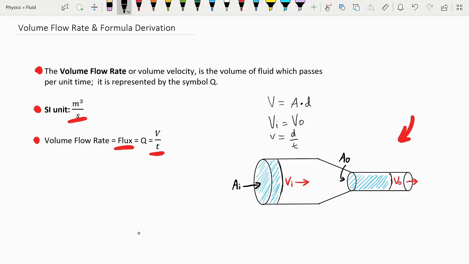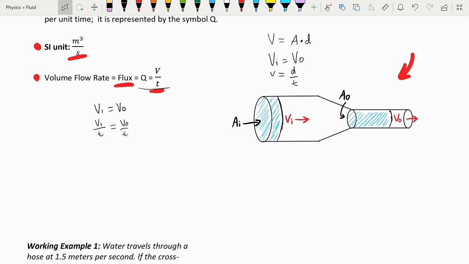So we know that the volume in is equal to the volume out. That means if we divide both sides by t, the volume input per unit time is equal to the volume output per unit time. And if you remember, volume over time is equal to flux. So this also means that the Q input is equal to the Q output.